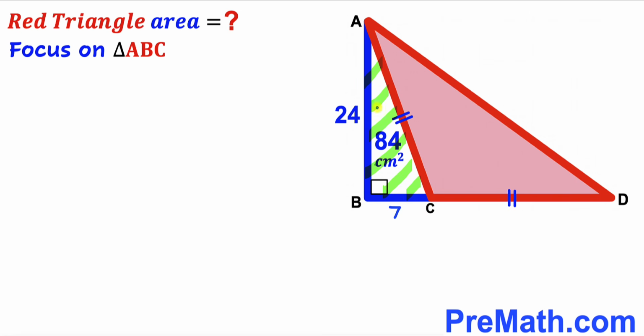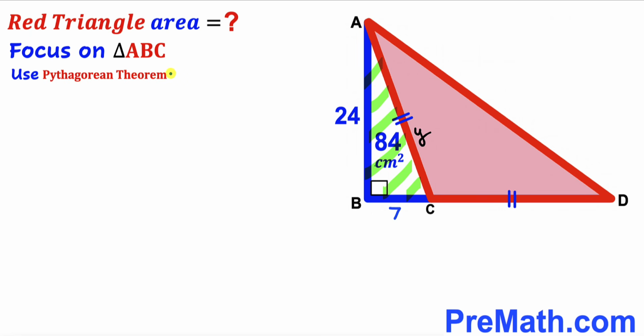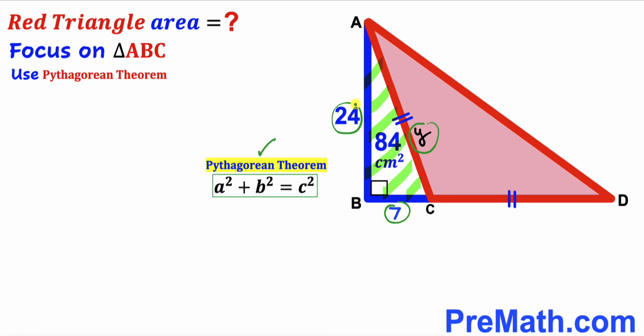Now let's focus once again on this right triangle ABC. I'm going to label this hypotenuse as Y. Our task is to find the value of Y. So we are going to apply the Pythagorean theorem on this triangle. Here is our Pythagorean theorem: a square plus b square equals c square. In our case, our hypotenuse is y, whereas our two other legs are 7 and 24.